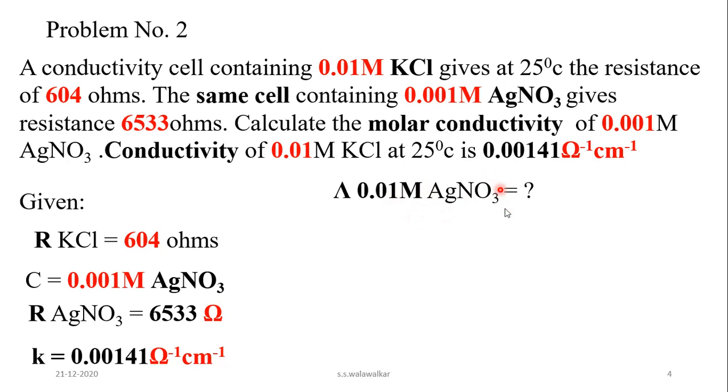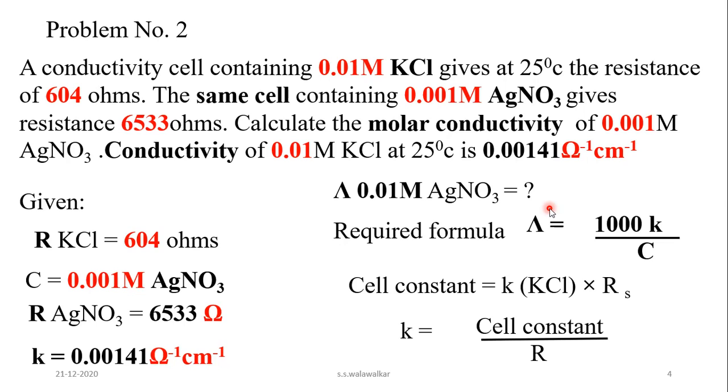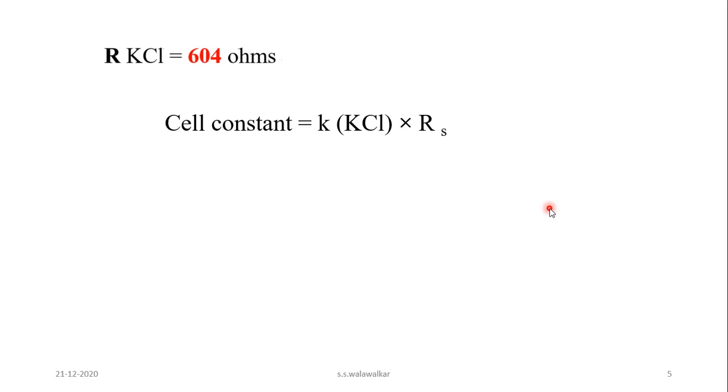0.001 molar AgNO3 solution. And therefore the required formula, that is, cell constant is equal to conductivity of KCl into resistance of the solution, and from that you can calculate conductivity, which is equal to cell constant divided by R. Using this formula you can calculate conductivity, and from that you can calculate molar conductivity, that is 1000 into K divided by C. So first we will calculate cell constant.